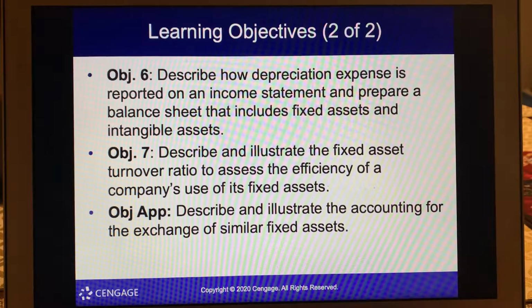Describe how depreciation expense is reported on an income statement and prepare a balance sheet that includes fixed assets and intangible assets. Describe and illustrate the fixed asset turnover ratio to assess the efficiency of a company's use of its fixed assets. Describe and illustrate the accounting for the exchange of similar fixed assets.